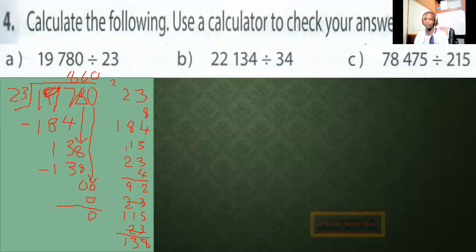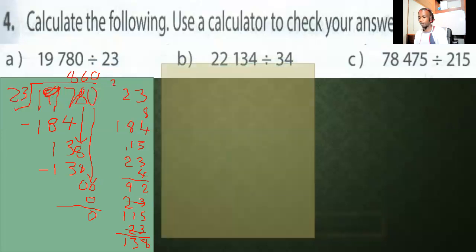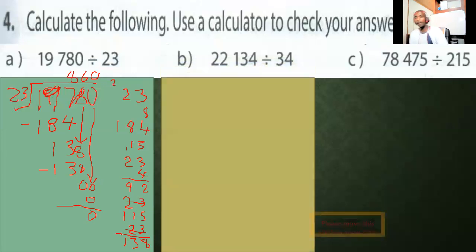Okay, you can check with your calculator. I told you I want to use my hand. Now I'm going to the next one. 22,134 divided by 34. Okay. 22,134 divided by 34.